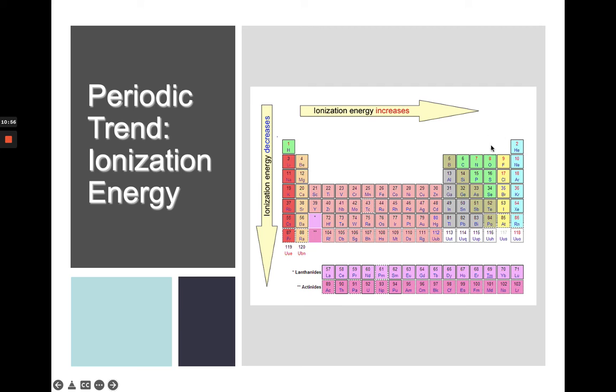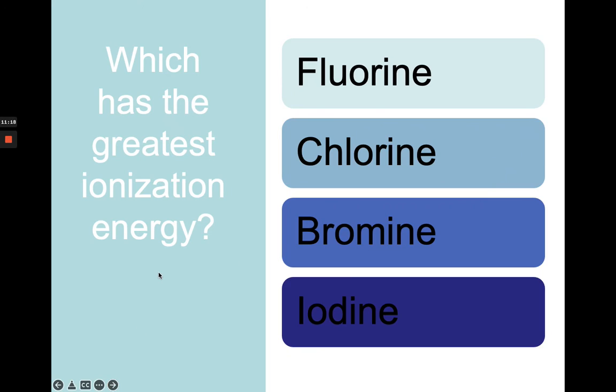And again, the reason is that these tighter atoms over here to the right have a lot of protons attracting electrons, so they will not give up their electron easily. And that's what ionization energy is, the energy to take away an electron. On the other hand, going down, they're more loosely held because they're further out from the nucleus, and so they're easier to take off. Okay, so let's try another one.